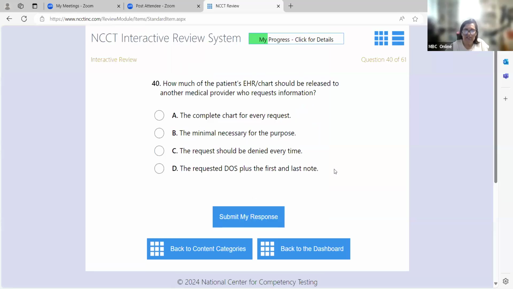How much of the patient's EHR or chart should be released to another medical provider who requests information? Is it A, the complete chart for every request, B, the minimal necessary for the purpose, C, the request should be denied every time, or D, the requested date of service plus the first and last note? So which one do you think should be released to another medical provider?